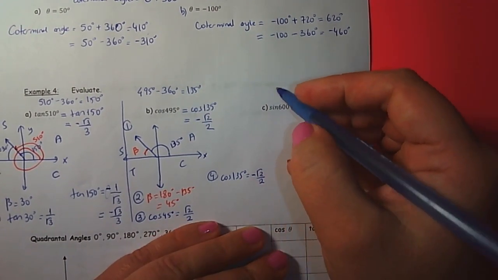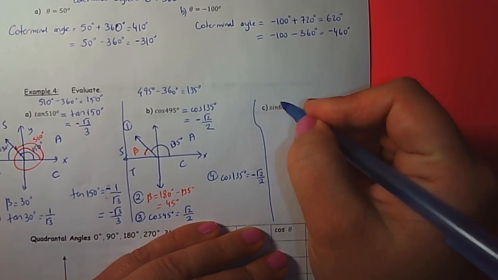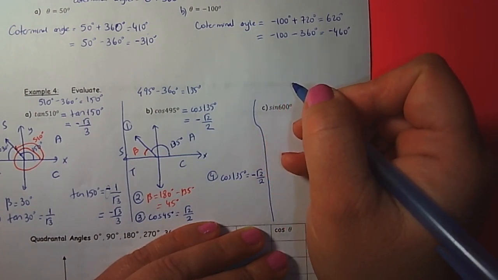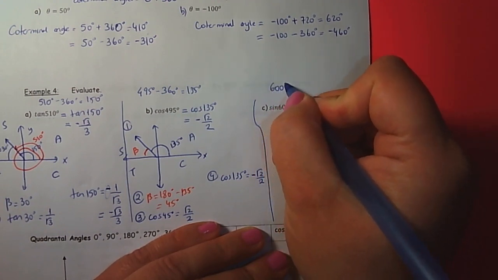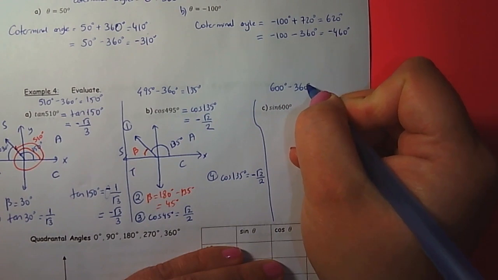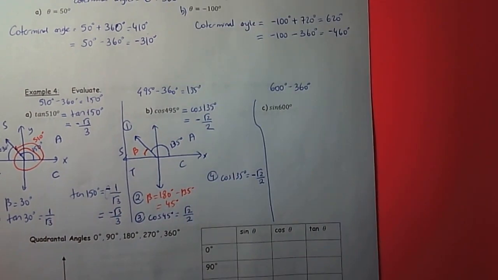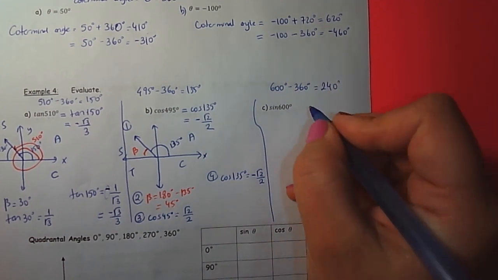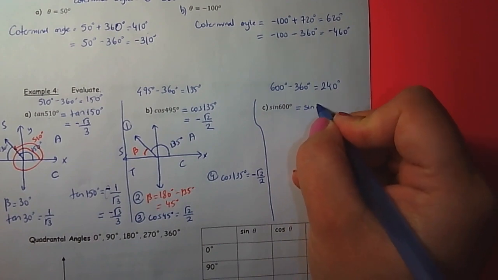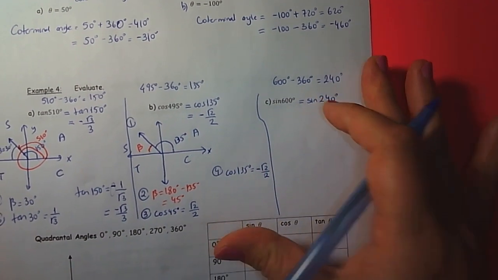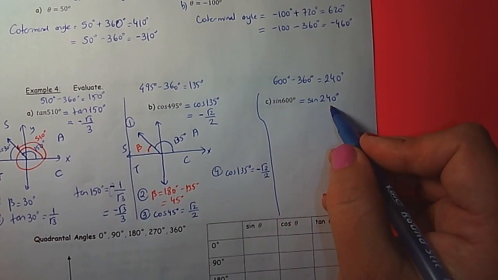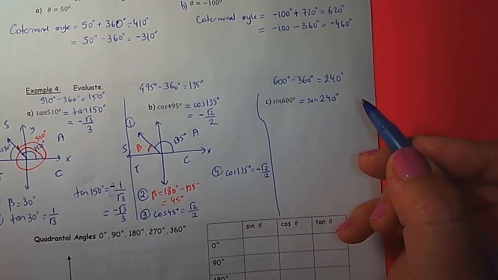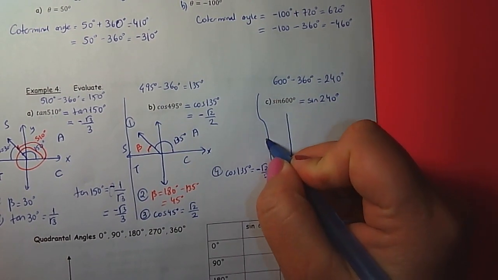Next one, sine 600. Same idea, 600 is not between 0 and 360, so you need to find the coterminal angle between 0 and 360. Let's subtract 360 from 600. That gives us 240 degrees. So I know that sine 600 is the same as sine 240. Again, 600 degrees and 240 degrees are not the same angles, but sine of 600 and sine of 240 are the same. So then sketch the angle.